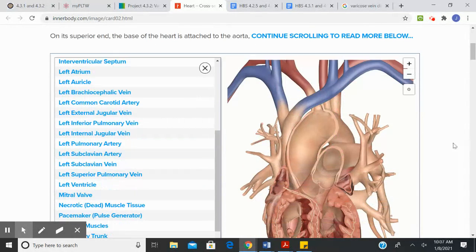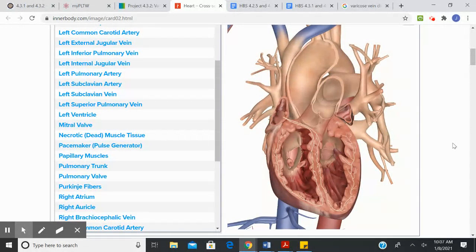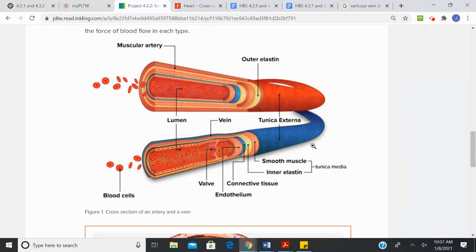The veins that are coming back to the heart, artery away, and then veins coming back to the heart, don't need as much of that structural strength. What they do need, though, that's different, is a valve. So one of the key things, if you're looking at this, with the artery, you see a very thick layer of muscle, all right? And you see this outer elastin layer and an inner elastin layer.